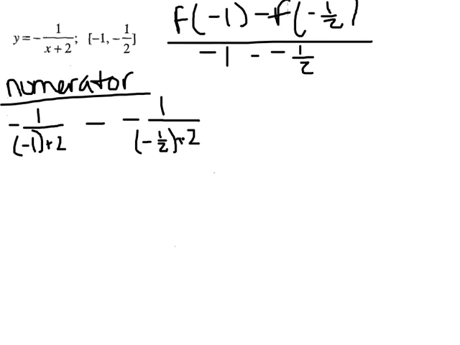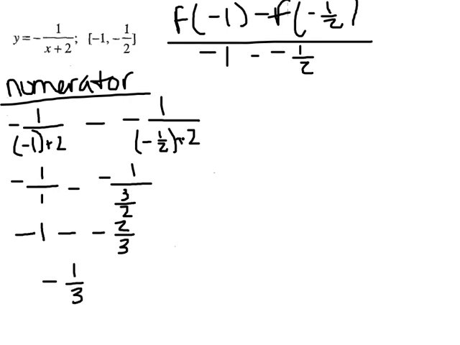Solving that out, we have negative 1 over 1 minus negative 1 over 1.5. But I'm going to write 1.5 as a fraction, which would be 3 over 2. Remember, dividing by a fraction is the same as multiplying by the reciprocal. So we have negative 1 minus negative 2/3. Negative 1 minus negative 2/3 will be negative 1/3.